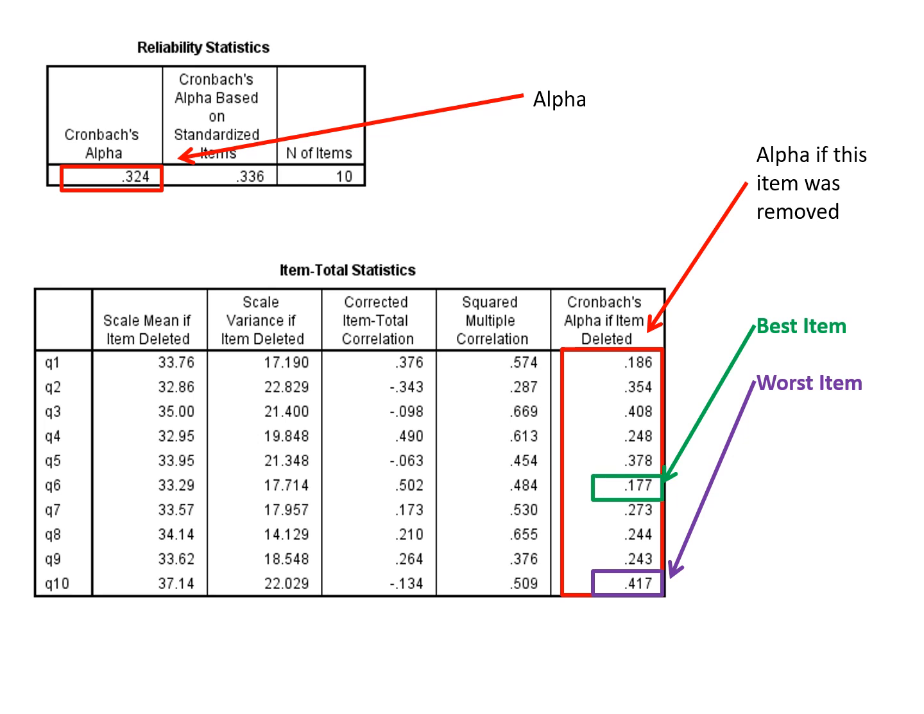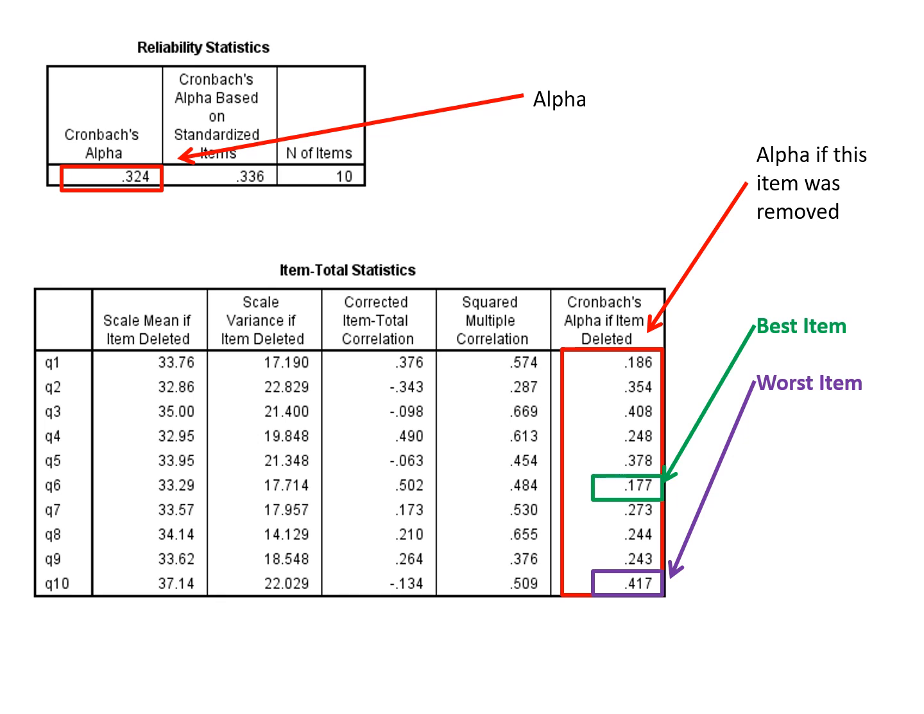So this is a bigger example than we did before, but here we have an alpha of 0.324. In other words, this is not a good indicator that this is a good scale. It's probably measuring multiple constructs. We can take a look at the Cronbach's alpha if item is deleted, and from that, we can look at the very best item. The best item is going to be the item that actually results in the lowest Cronbach's alpha if it's removed. And the worst item is going to be the highest value. So again, this is kind of reversed.